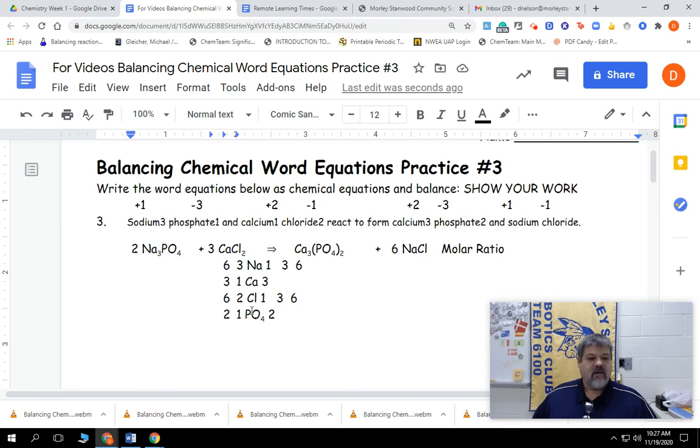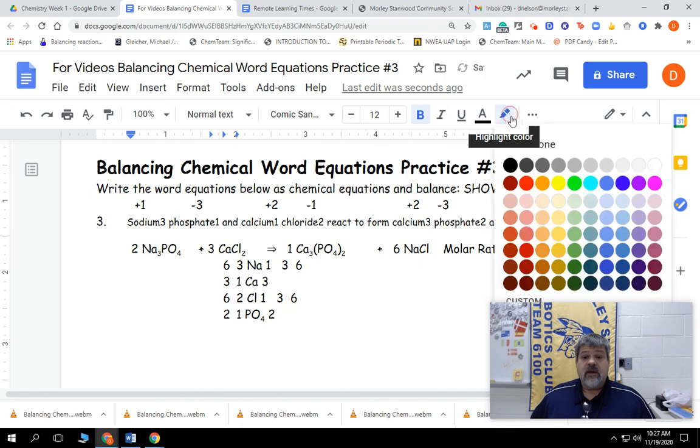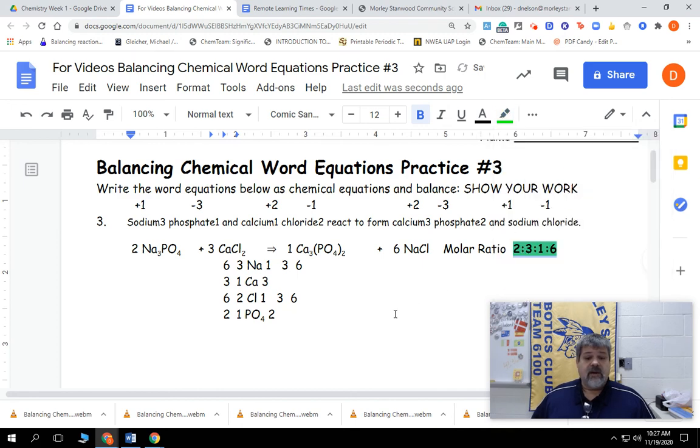So my molar ratio is going to be 2 to 3 to 1 to 6. And if I need to put a 1 right here, I can just go ahead and put a 1 right there. Don't have to put a 1 right there, but I can. So I'm going to go ahead and highlight that, and I'm going to look at it and say, can I reduce that? Well, since I have a 1, we know we can't reduce it, so we're going to go ahead and make that bold, highlight it in the color. I like green, and there's our answer. So our molar ratio is 2 to 3 to 1 to 6, and we have a balanced chemical equation.